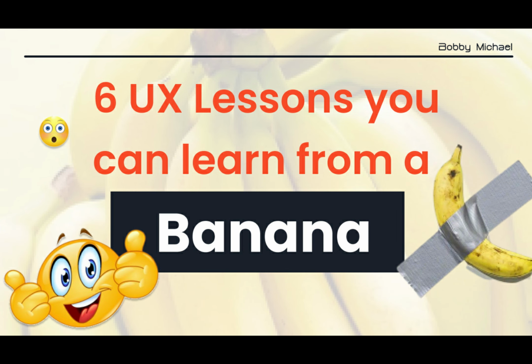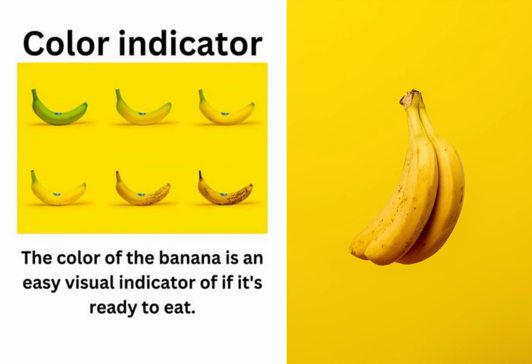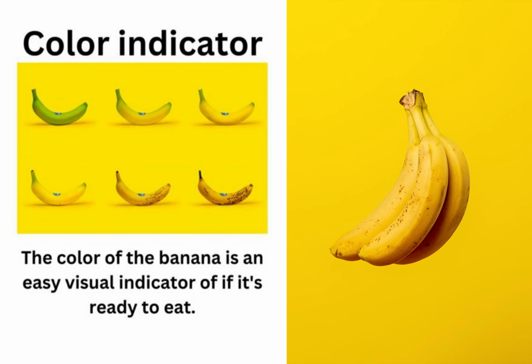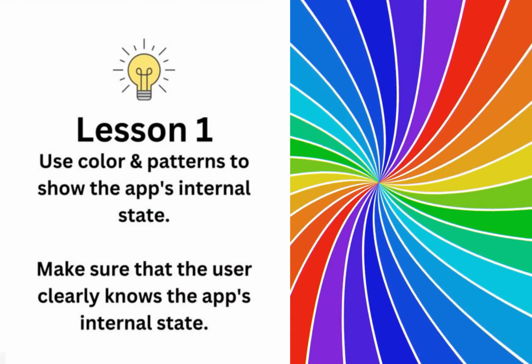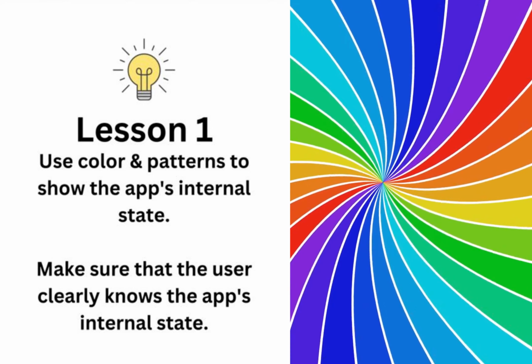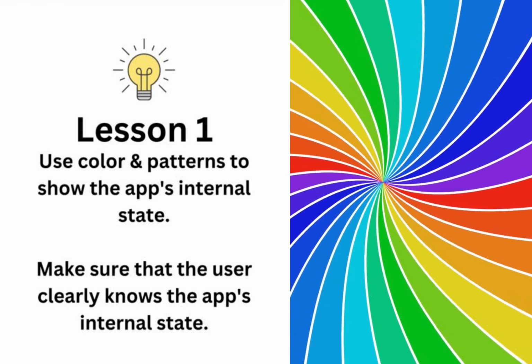Today we'll check out 6 UX lessons you can learn from a banana. Color indicator. The color of the banana is an easy visual indicator of if it's ready to eat. Lesson 1. Use color and patterns to show app's internal state. Make sure that the user clearly knows the app's internal state.